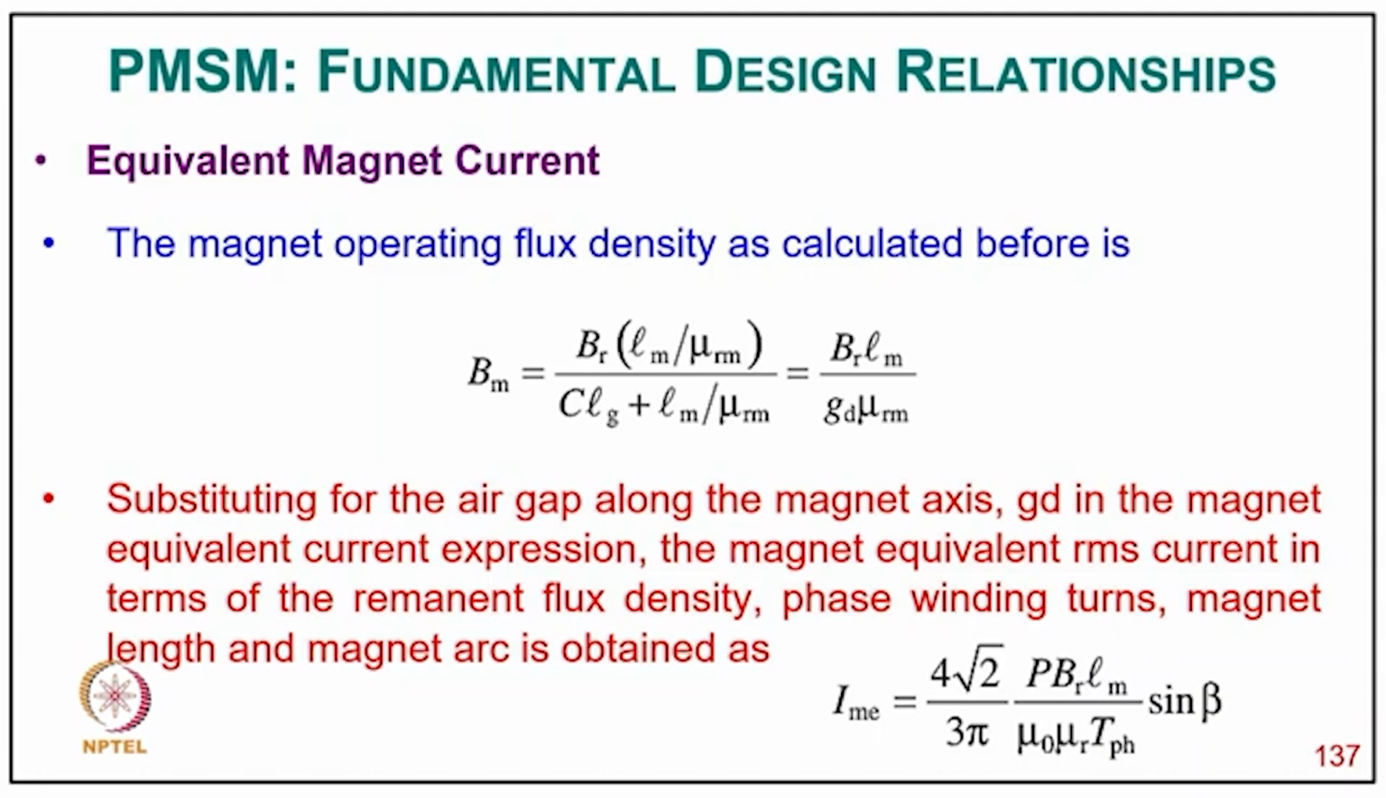So substituting for the air gap along the magnet axis, GD, in the magnet equivalent current expression, the magnet equivalent RMS current in terms of the remnant flux density, winding turns, magnet length, and magnet μR is obtained: IM equal to 4 upon 3π PBR Lm upon μ0 μR TPH into sin β.